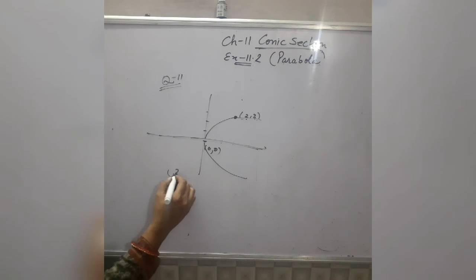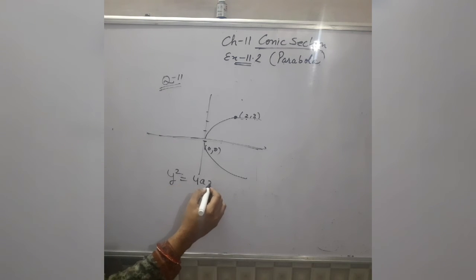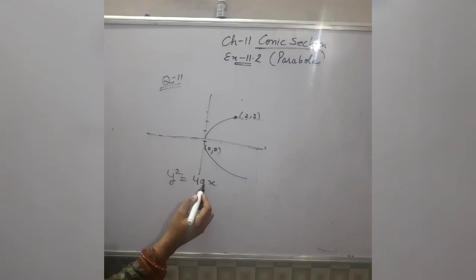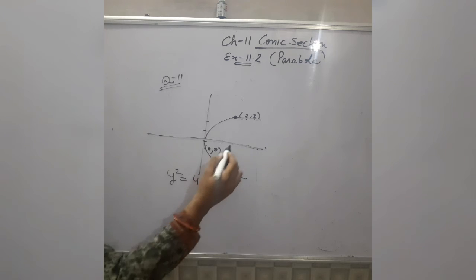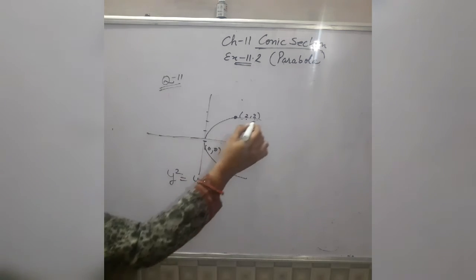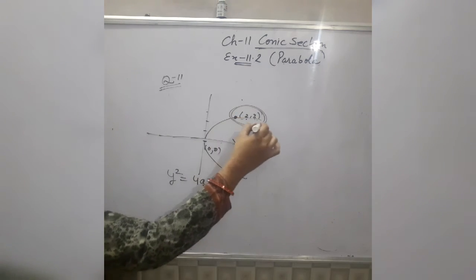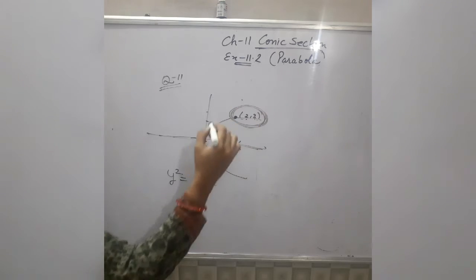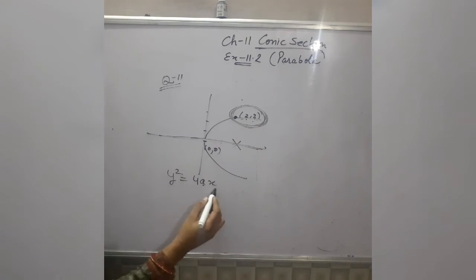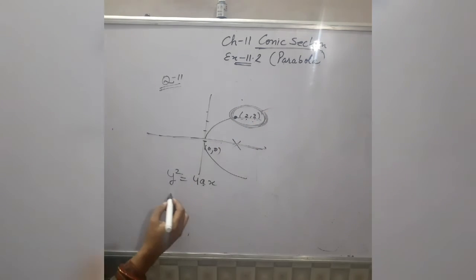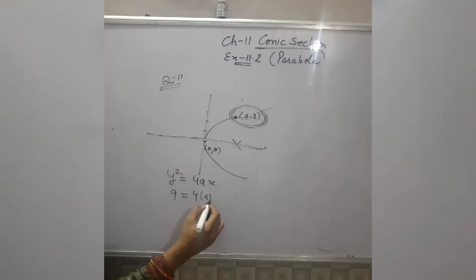So for a right-handed parabola the equation will be y square is equal to 4ax. Now we will find out a. For finding a, the focus is not given to you now, but a point of the parabola is given, and the parabola satisfies this point. That's why in this equation in place of x and y, use this point. So you will get 3 square, meaning 9, equals 4 into a into 2. You will get the value of a: a is equal to 9 by 8.